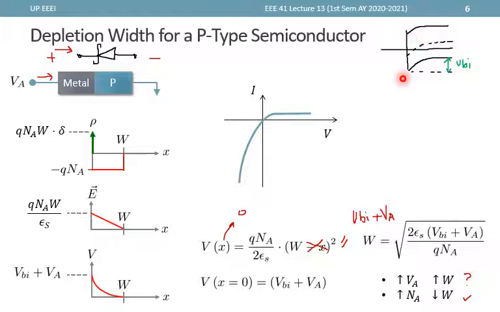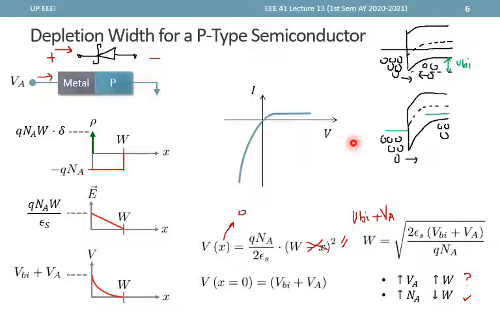Now let's also take a look at what happens with the holes when we apply some voltage. Let's consider first a positive voltage. So when we apply a positive voltage, the Fermi level at the metal decreases with respect to the Fermi level at the semiconductor and we end up with an energy band diagram like this. Okay, so the Fermi level at the metal is a bit lower with the applied positive voltage.